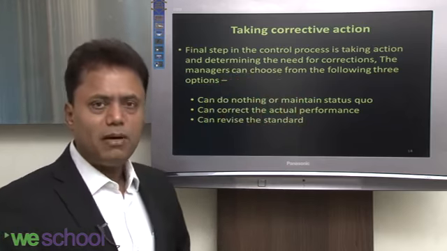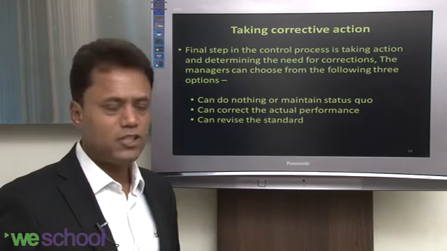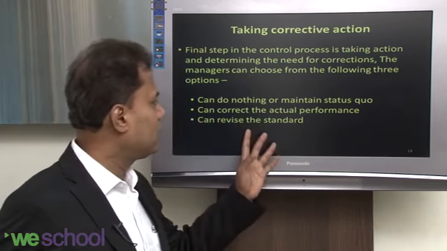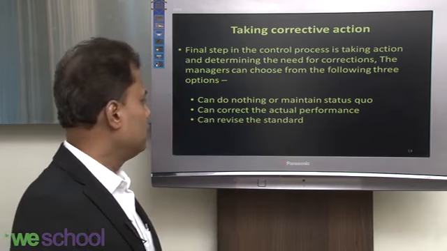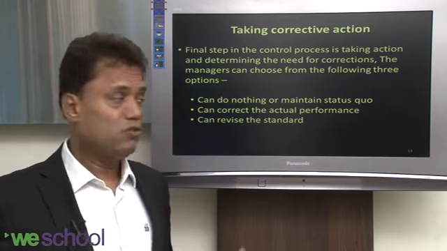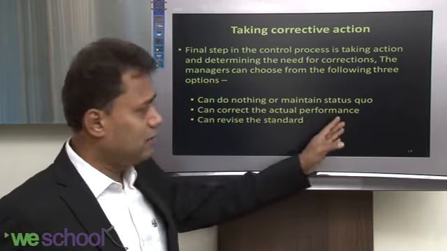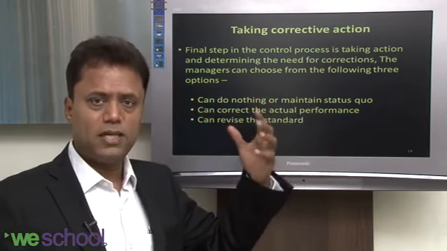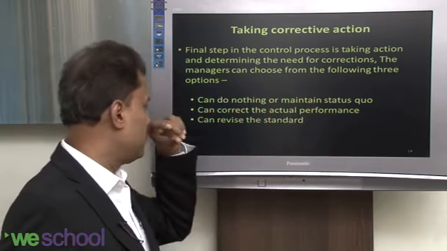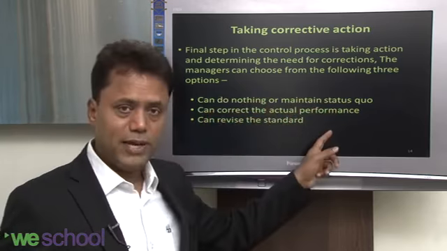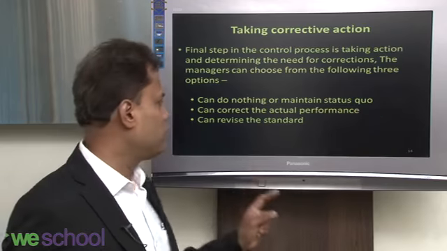You can do nothing about it, maintain status quo without any action. Can take corrective action to reach the actual performance. Can revise the standard. So here you're doing nothing. You've got a standard benchmark, but you're not achieving it. You're doing nothing about it. You're not taking any corrective action. Here you're taking corrective action to achieve the benchmark that you've set originally.